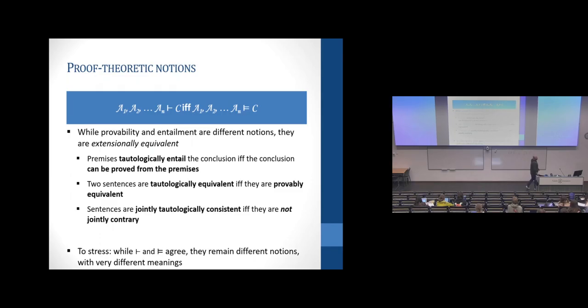So, the neat upshot of this extensional equivalence is that we can say premises tautologically entail the conclusion if and only if we can prove the conclusion from the premises, take them as assumptions, derive the conclusion. Two sentences are going to be tautologically equivalent if and only if they're provably equivalent. And sentences are jointly tautologically consistent if and only if they're not jointly contrary.